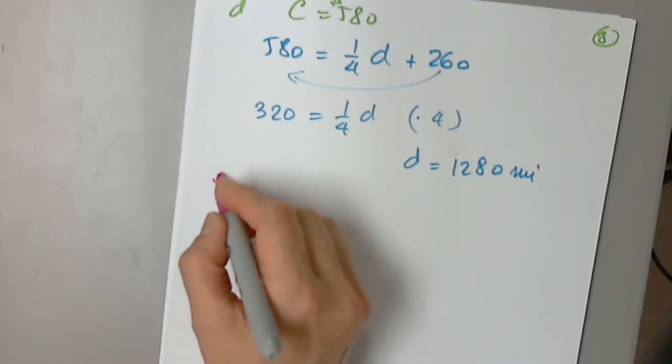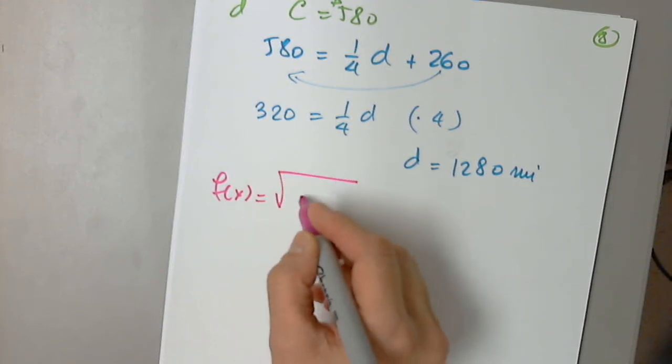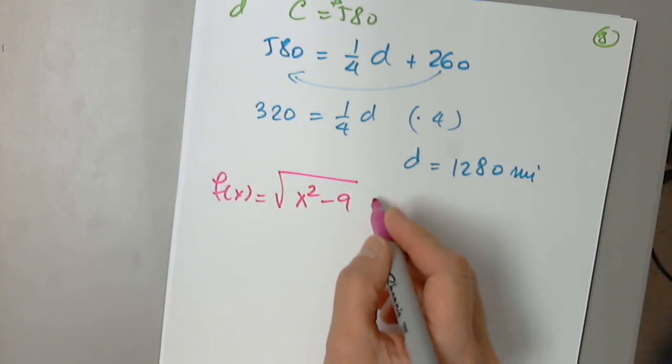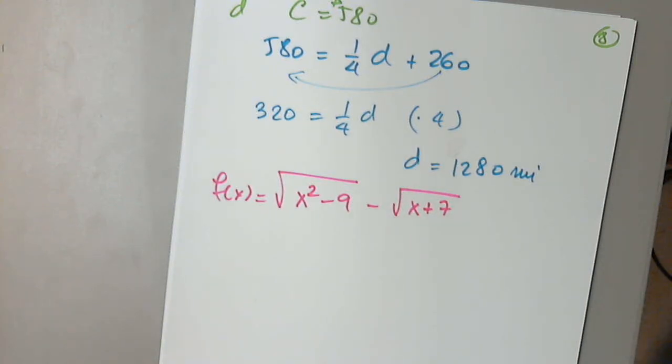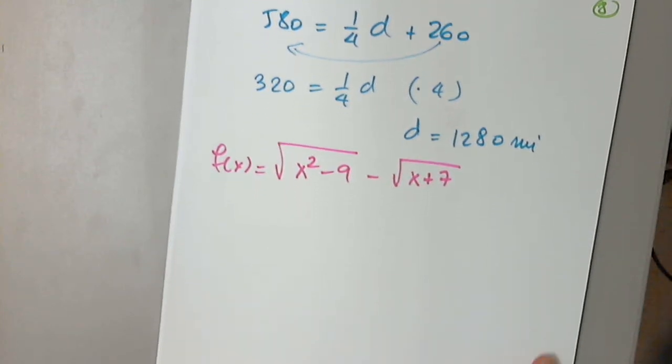And we have f of x, the square root of x squared minus 9, minus the square root of x plus 7. Here we're asked to find the domain of this function. Okay, any suggestions? What do we have to write?